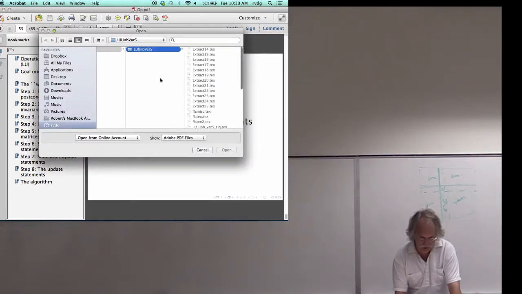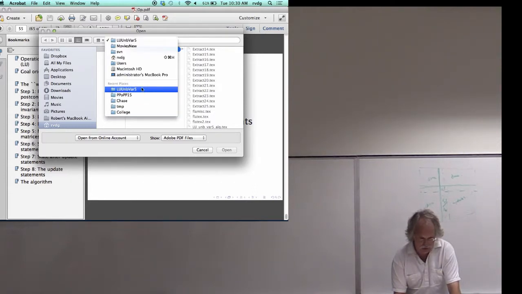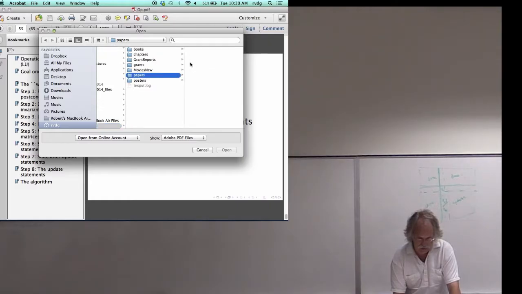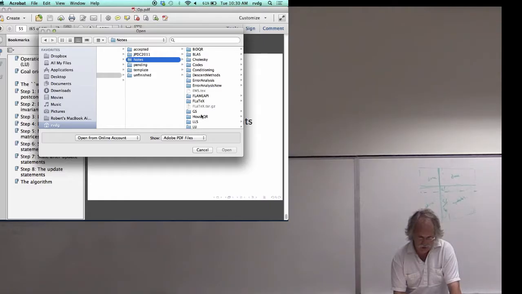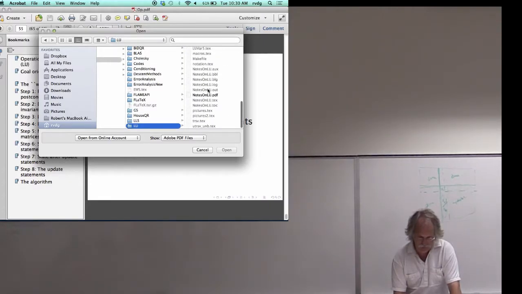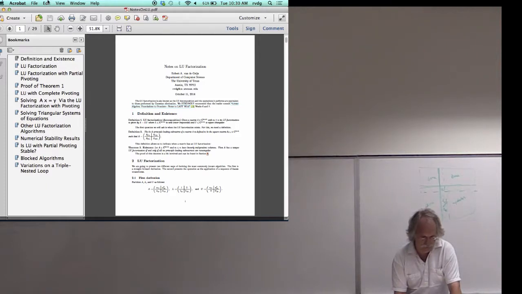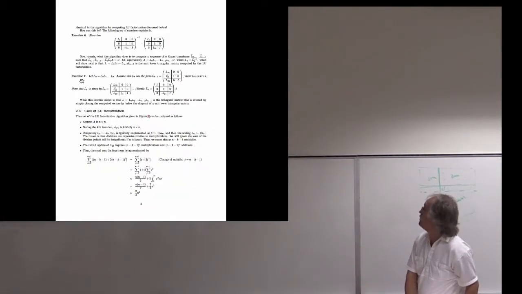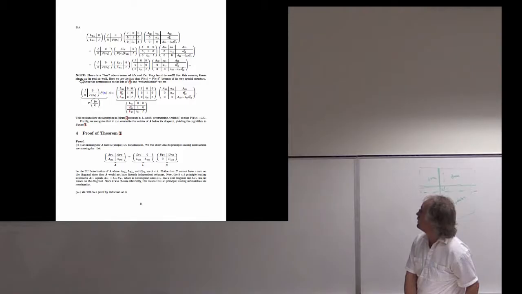Open. Why is my computer always so slow? Okay. If we go to LU and we look at the notes, at some point I'll blow this up a little bit. Let's just get to it.